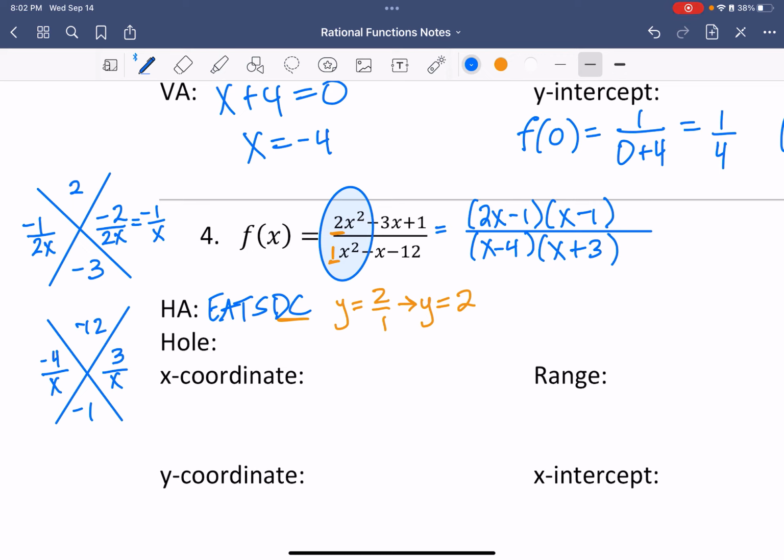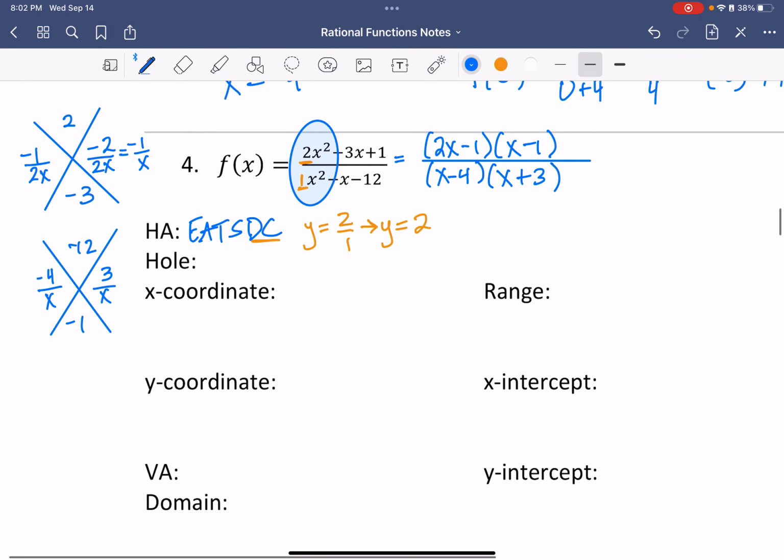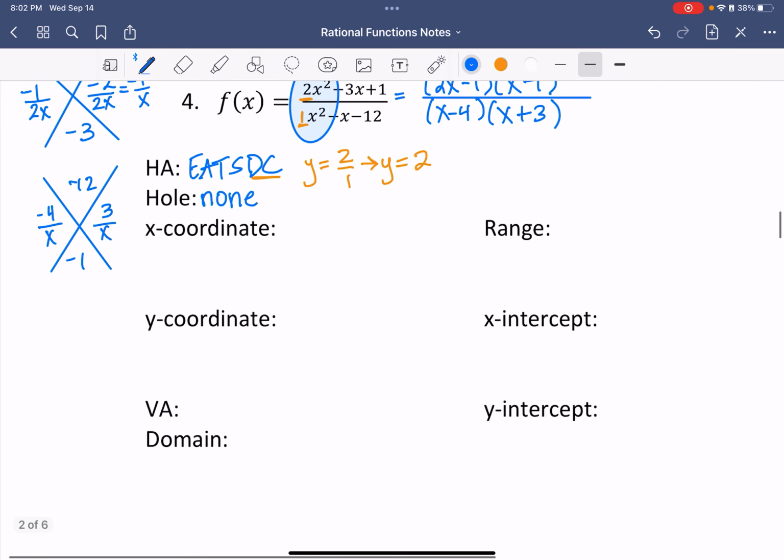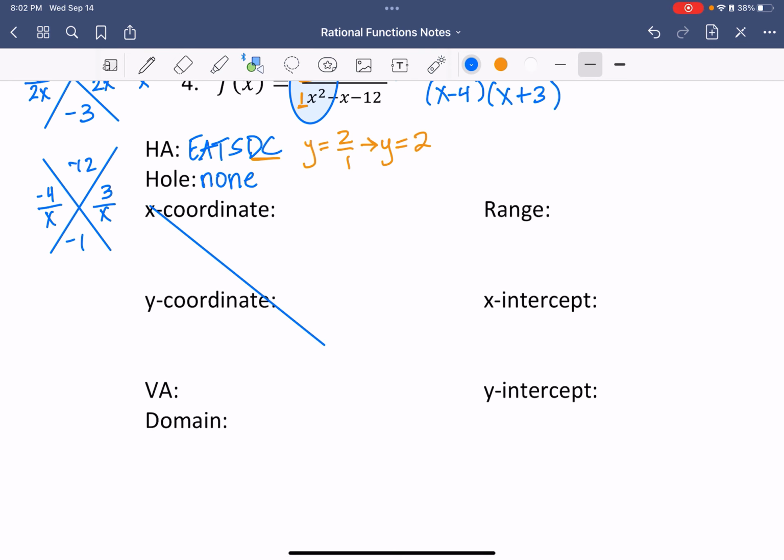Now, notice that nothing canceled out. That is a possibility, that nothing cancels. So if nothing simplifies and nothing cancels out, remember that means that there is no hole. So we're going to put none there, and I'm going to be crossing out the x and the y coordinate because it doesn't exist, because there's no hole, okay?